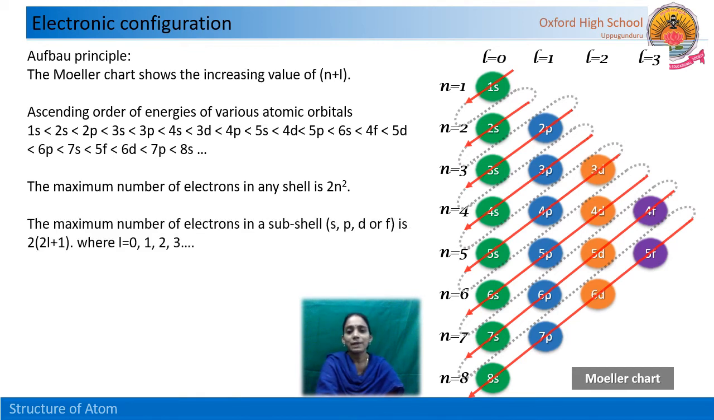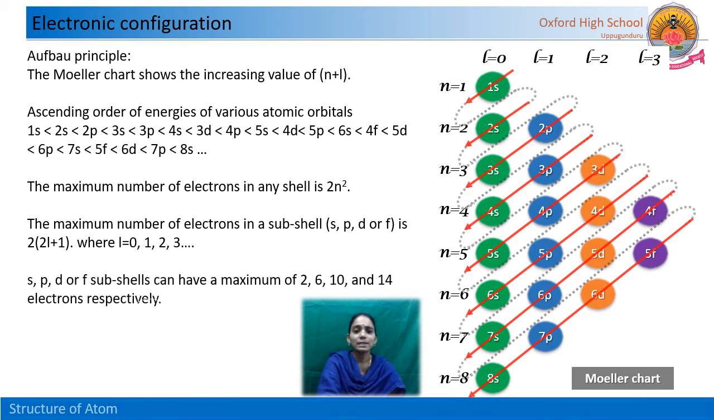The maximum number of electrons in a subshell. We know that for a shell it is 2n square. For subshells, the names of subshells are s, p, d, f. So we can calculate by using the formula 2 into (2l plus 1), where the L value starts from 0. By using this formula, in the s subshell the maximum number of electrons is 2. For p it is 6, d 10 and f 14.